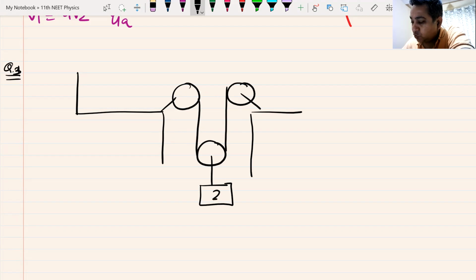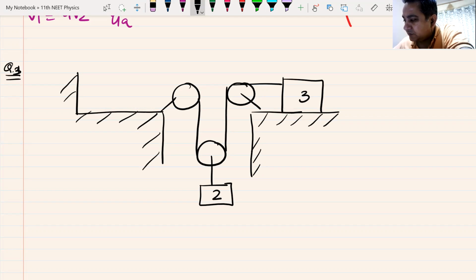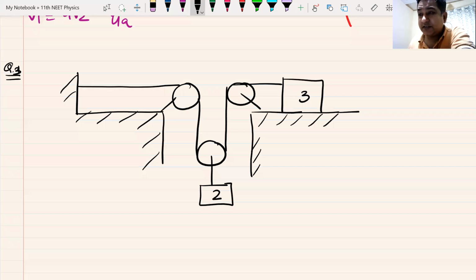This block is 2 kgs. Remember, it is not block 2, it is 2 kgs. I've given the mass of this block, 2 kgs. And this block is 3 kgs. This block is 2 kgs, lower block. And this block is 3 kgs. What will happen? How will this system move?